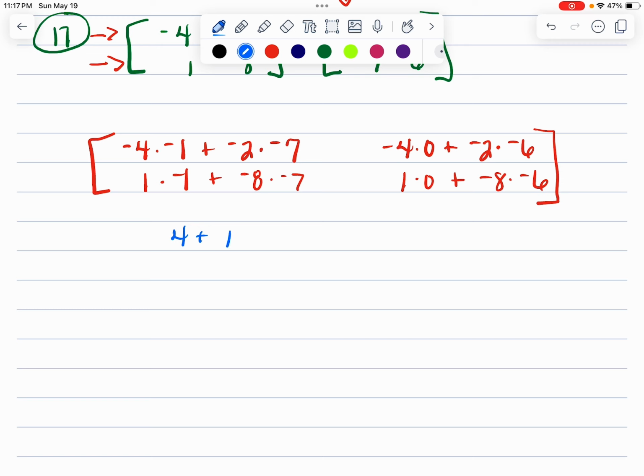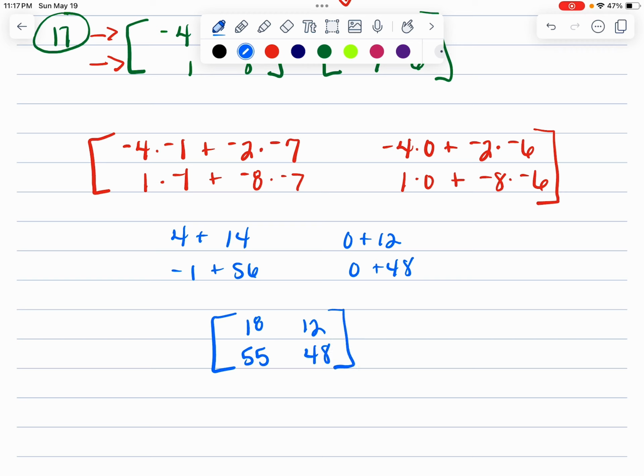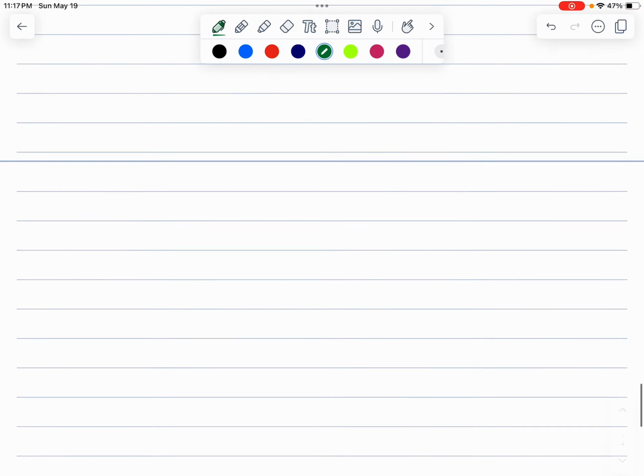So that's what this is. 4 plus 14, negative 1 plus 56, 0 plus 12, and 0 plus 48. So my answers are 18, 55, 12, and 48. That's number 17. Number 18 is a 3 by 3 determinant.